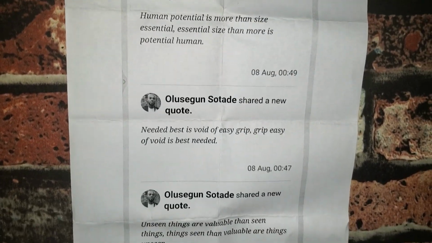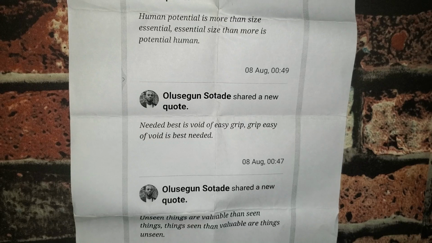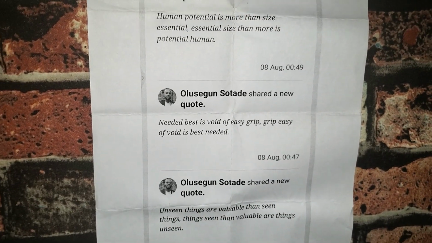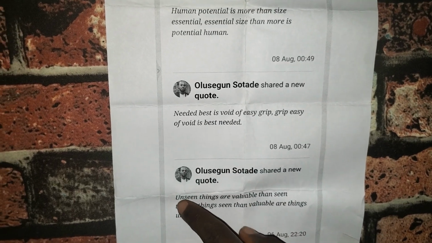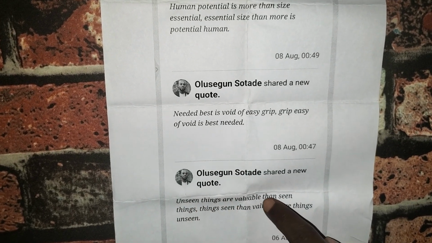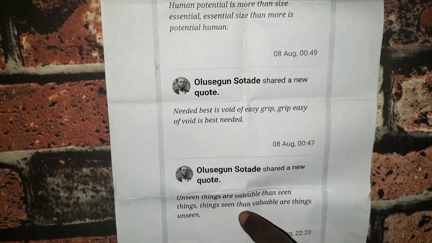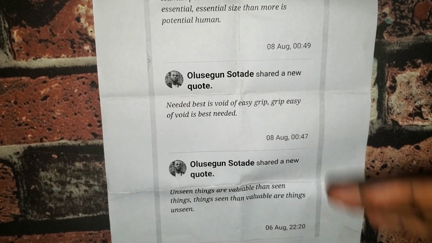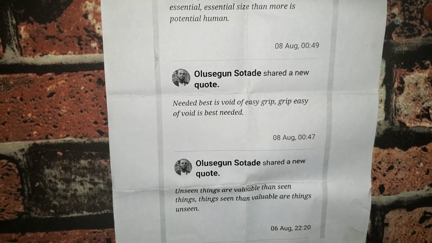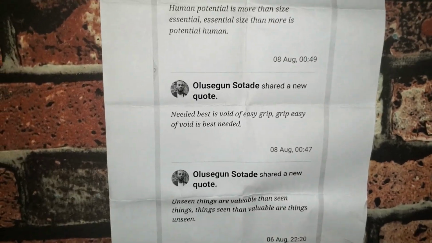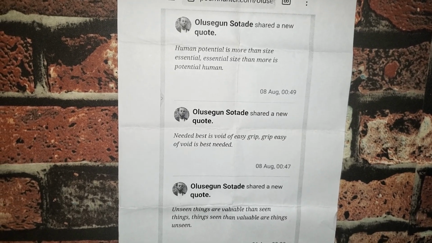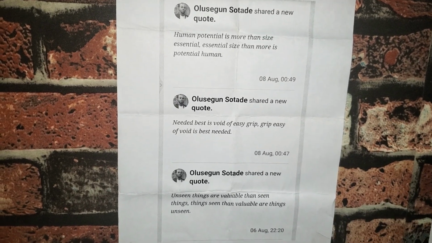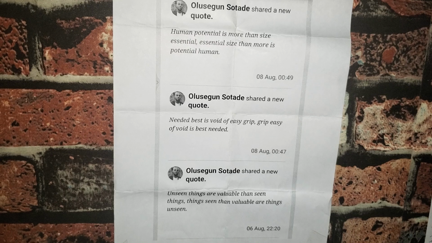Look at this. I initially wrote this poem before embarking on this particular research. So now, look at what we have. Unseen things are more valuable than seen things. Things seen than valuable are things unseen. Now, when you look at this, you can see the inverse of it, which is things seen. This is just an extract from my poem.